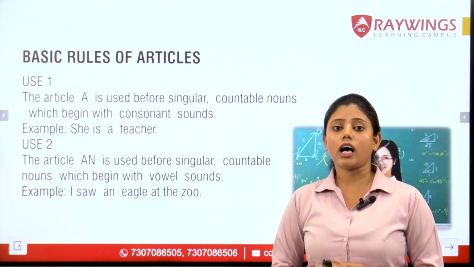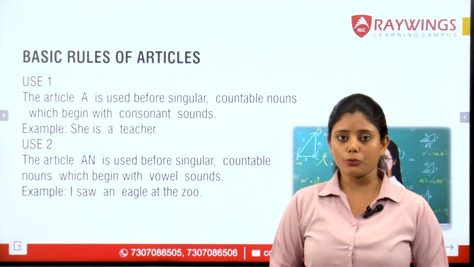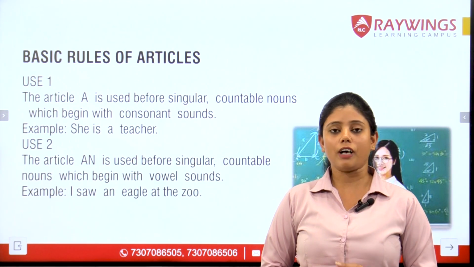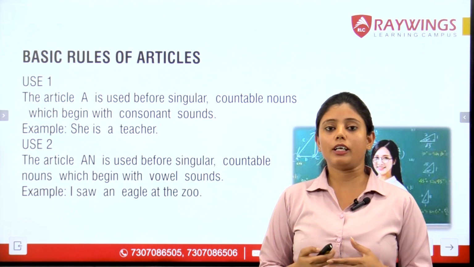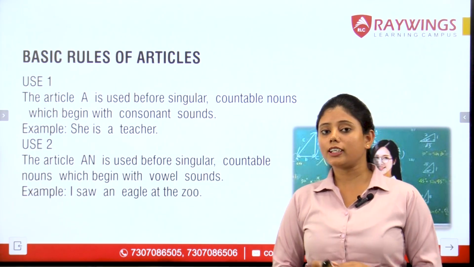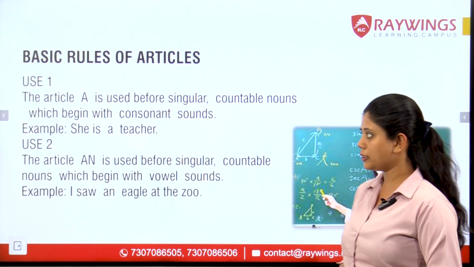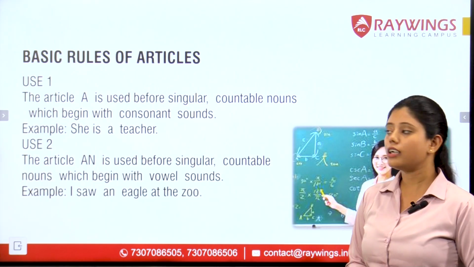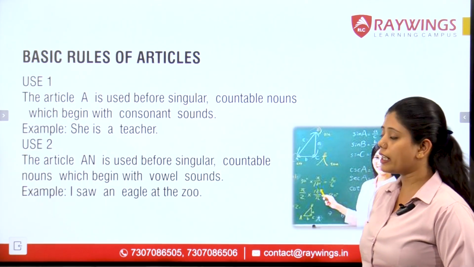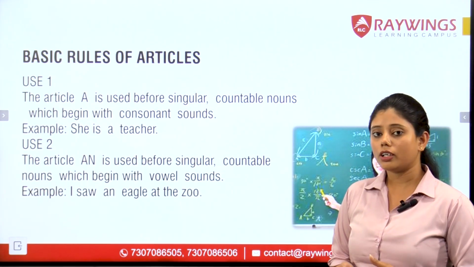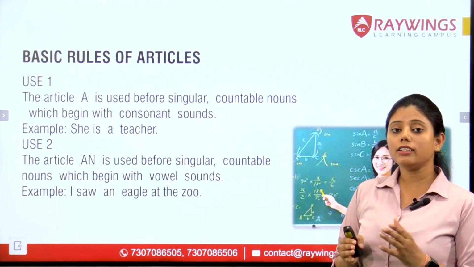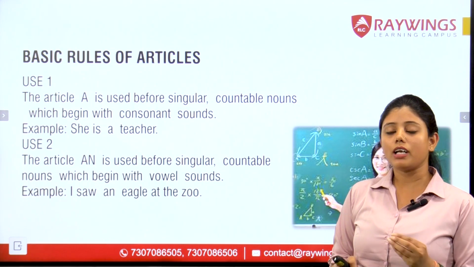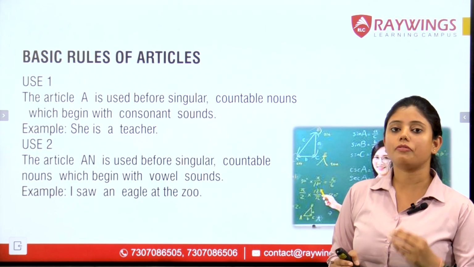Now, articles have a lot of rules which you all need to understand. And in this video, we are going to learn some of the basic rules of articles which will help you to improve your grammar. So let's come to the rule. Rule number one says article A is used before singular countable nouns, which begin with a consonant sound. Now, what did I say? Articles A and AN are used whenever some noun is beginning with the sound of a consonant.